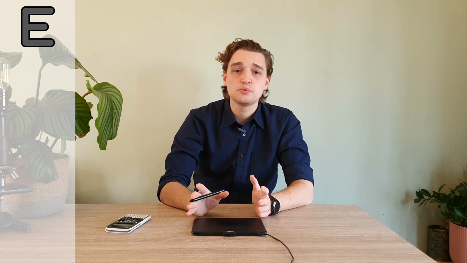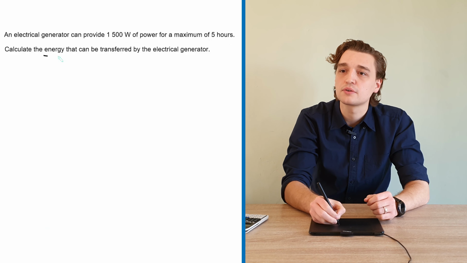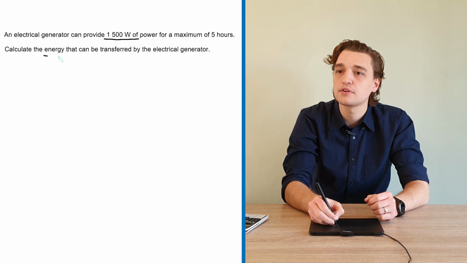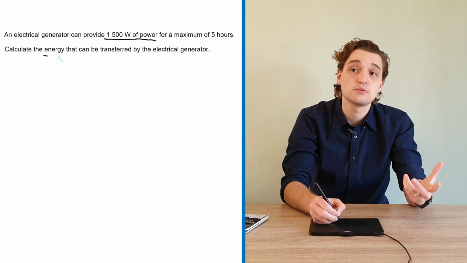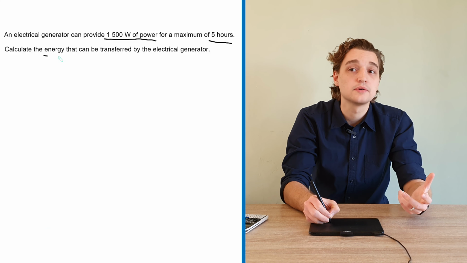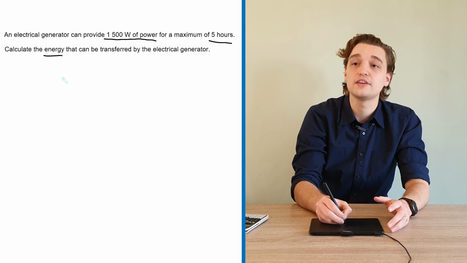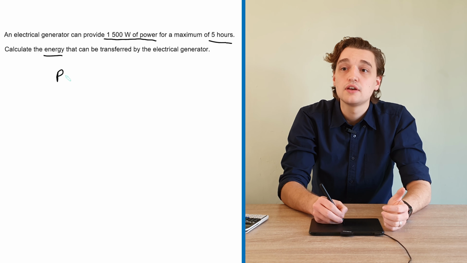You read your question and decide which equation would be suitable for the numbers they've given you and what you need to find out. So in this example, we've got a generator that can provide 1,500 watts of power for a maximum of 5 hours. So we want an equation with power. So we want an equation with time. Calculate the energy that can be transferred by the electrical generator. So we want the energy as well. And that equation is power is energy divided by time.